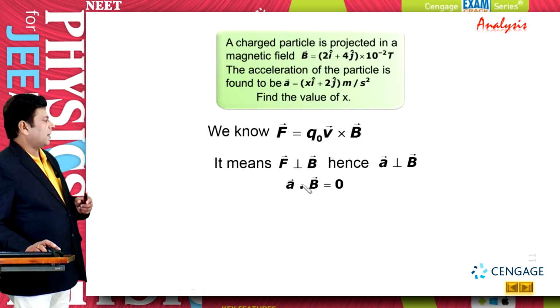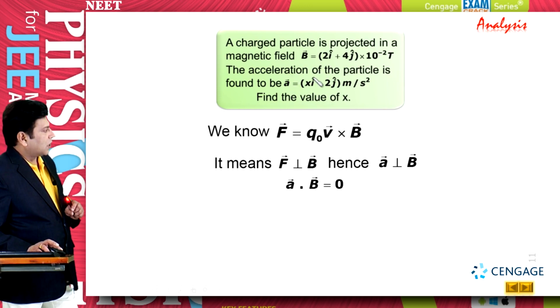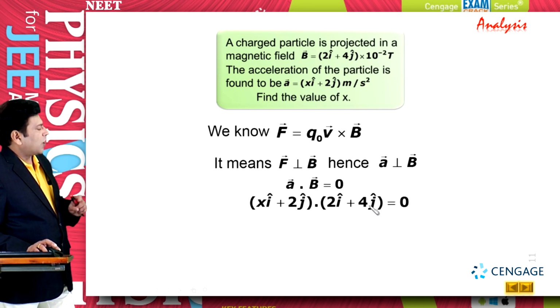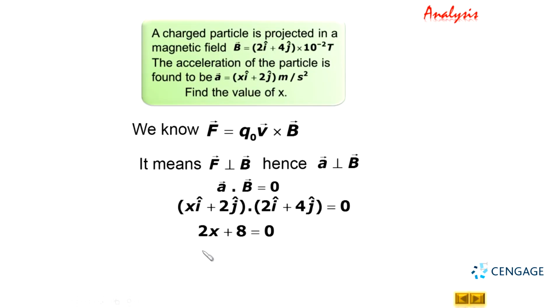So we can write A dot B equal to 0, and the acceleration of the particle is x i cap plus 2j cap, and the magnetic field is 2i cap plus 4j cap. So the dot product of these two vectors should be 0. If we do the dot product, that is equal to 2x plus 8 equal to 0. That means x equal to -4, that is -4 meter per second squared.